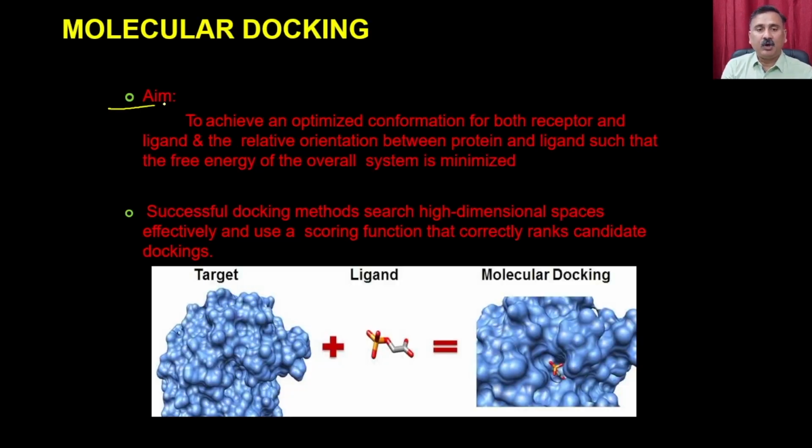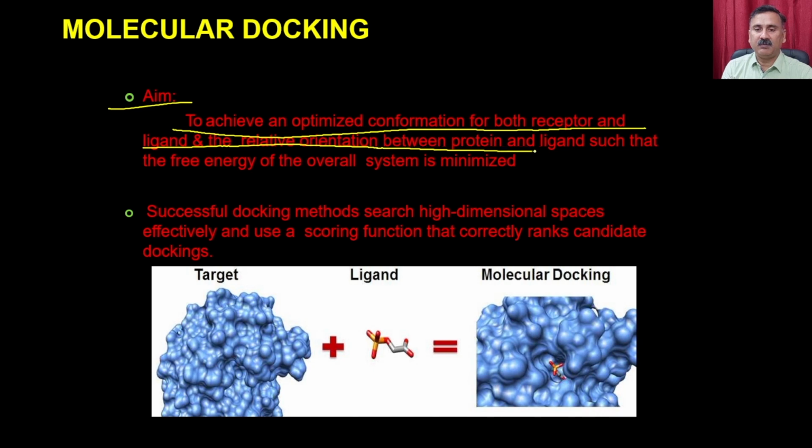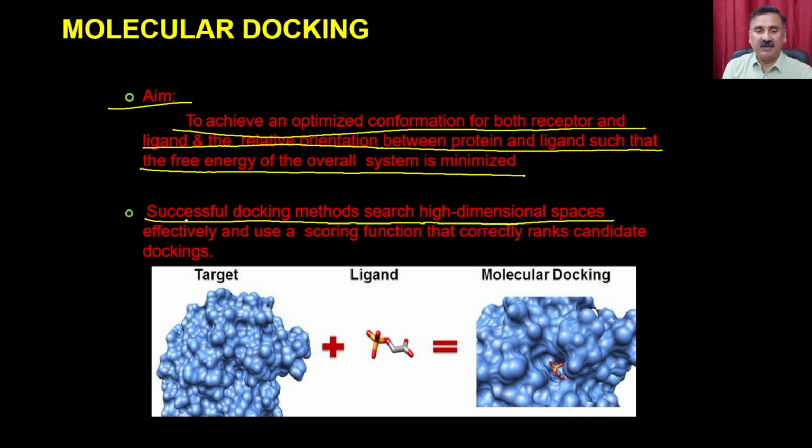So the aim of molecular docking is to achieve an optimized conformation for both the receptor and the ligand, and the relative orientation between the protein and ligand, such that the free energy of the overall system is minimized. Successful docking methods search high dimensional spaces effectively and use a scoring function that correctly ranks the candidate dockings. So you have a target molecule, you have the ligand molecule, and with the help of molecular docking, you will be able to say whether this particular ligand is fitting into this particular active site or not.